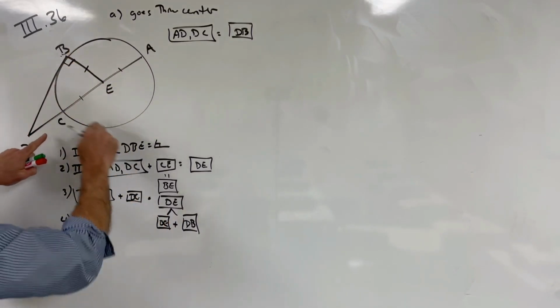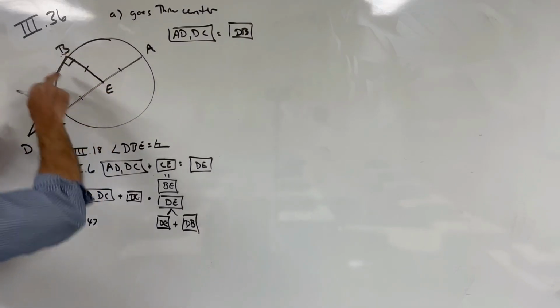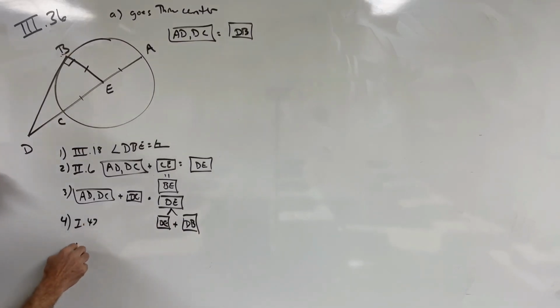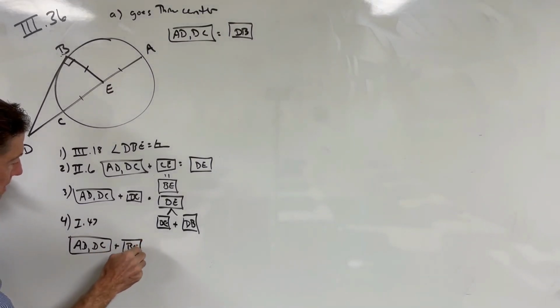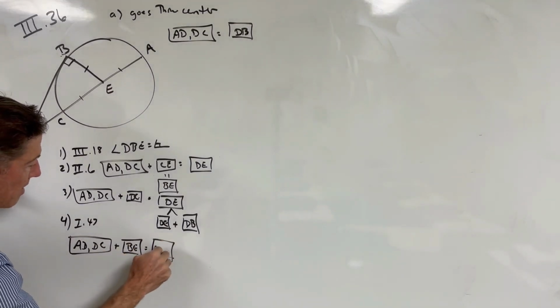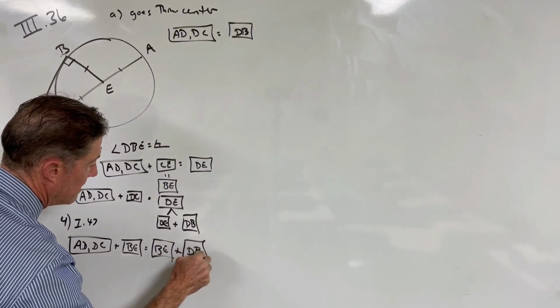Therefore, we're just going to replace the square on the hypotenuse with the square on BE plus the square on DB. So now we rewrite this and we say AD, DC, plus the square on BE is equal to the square on BE plus the square on DB.